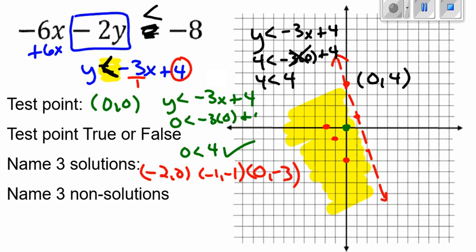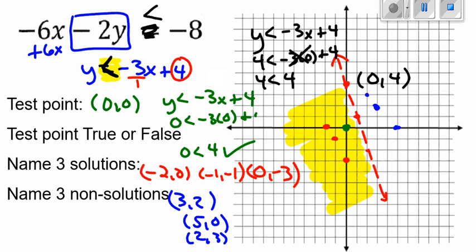Easy peasy, just go to the unshaded area and pick 3 points. Let's pick this one right here, 3, 2. And let's go with that one, 5, 0. And all I need is one more. Let's go with 2, 3.